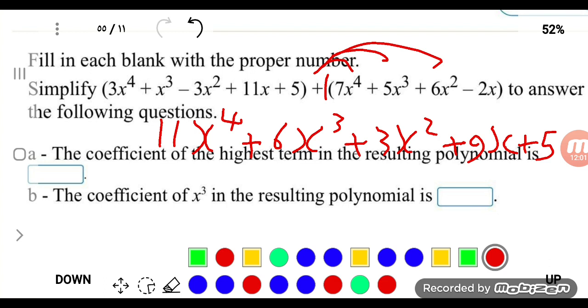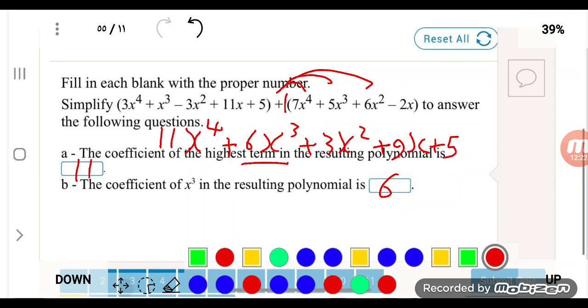Now the coefficient of the highest term in the resulting polynomial is, the highest term is x to the power of 4, so the coefficient is 11. The coefficient of x cubed in the resulting polynomial, x cubed here, the coefficient is 6, so the answer here will be 6. And that is the answer.